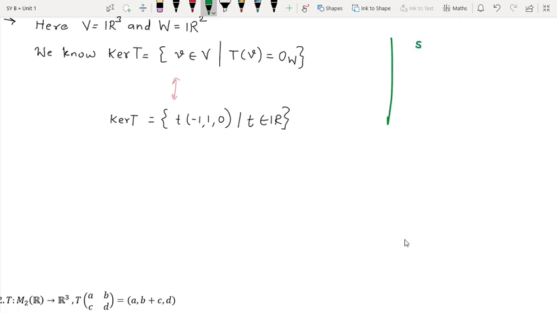A subset S of a vector space V is said to be a basis if first, S is linearly independent, and the second thing is the linear span of S is equal to V. But here we have to find a basis of kernel of T, because we have to find the dimension of kernel of T.